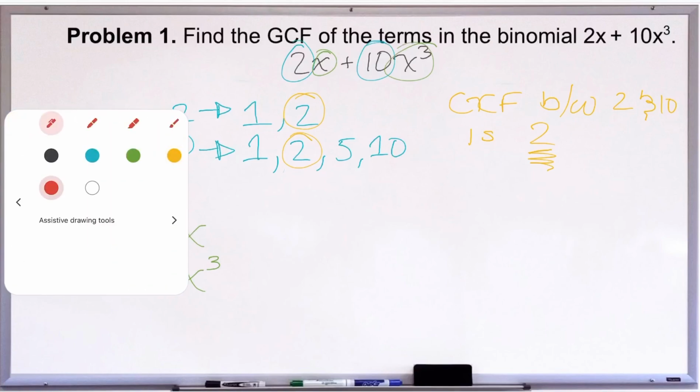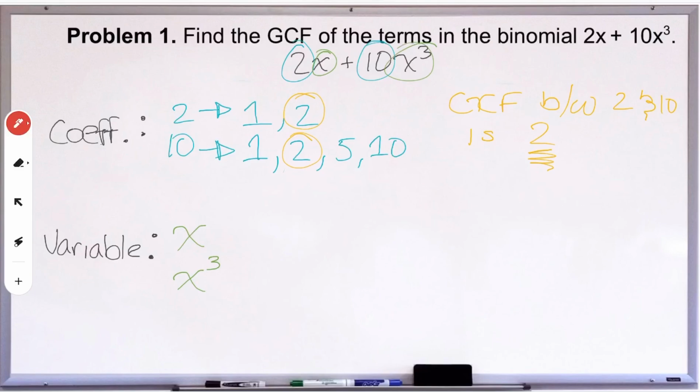Now on to our variable terms. We want to pay attention to our exponents. So we have x to the power 1 and then we have x cubed. Pay attention to this 1 and this 3. When it comes to variable terms and you're trying to find the GCF, you want to make sure that it stays as a positive exponent when you divide it.